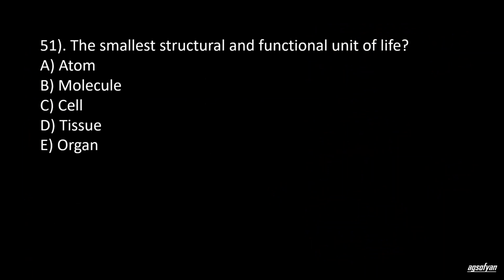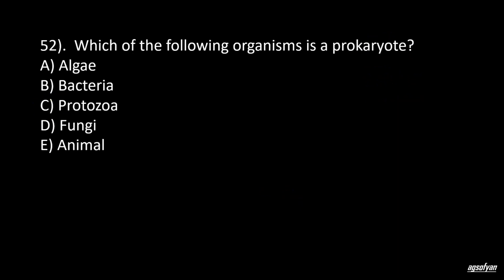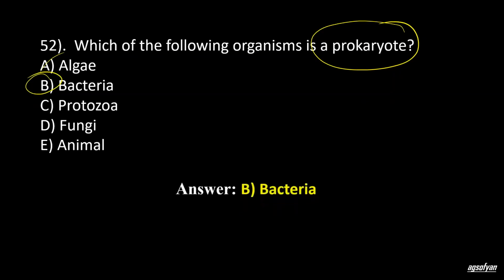Okay, next is another multiple choice. The smallest structural and functional unit of life is going to be the cell. Life or living things consist of cells. So the cell will be the smallest unit of life. Which of the following organisms is a prokaryote? Again, prokaryote means no nucleus. Which one is that? Algae is not. Yes, bacteria will be the answer.